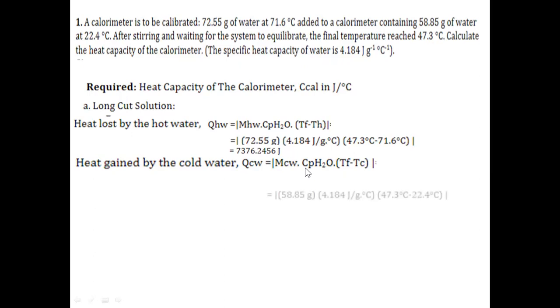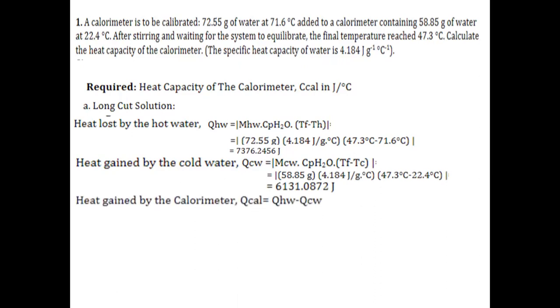Now let's plug in the values. The mass of the cold water, 58.85 grams, multiplied with specific heat, 4.184 joule per gram degree Celsius, multiplied with the change in temperature, 47.3 degrees Celsius minus 22.4 degrees Celsius. This gives us an answer of 6,131.0872 joules. Now, the third thing we're going to calculate is the heat gained by the calorimeter.